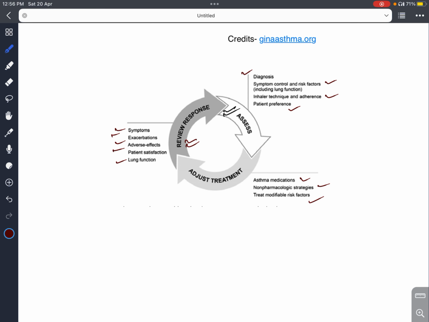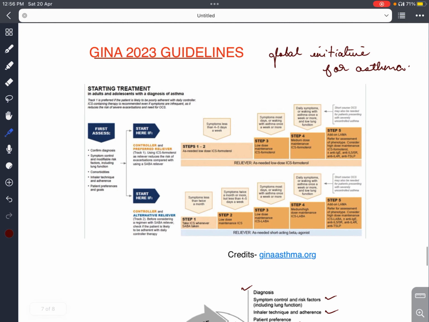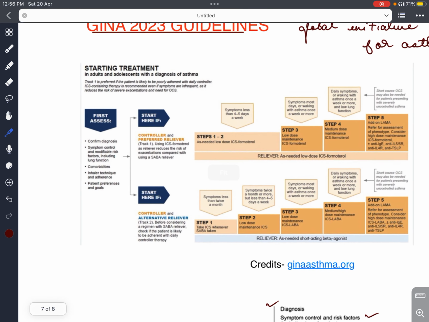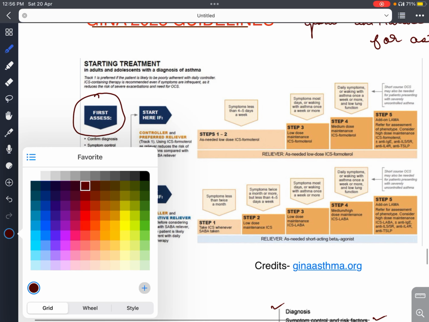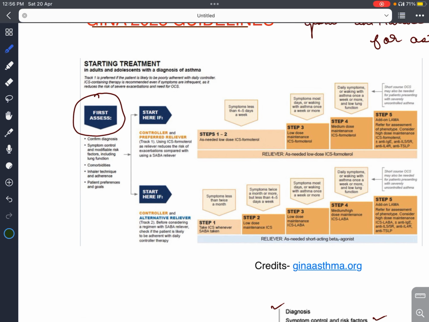So this was given by ginaasthma.org. These three things are to be done first of all, and then we'll go with the main guidelines. It is written here that you need to first assess, then adjust, then review. Now they have provided us two tracks. We have track one and we have track two. In track one, they have used ICS formoterol only.